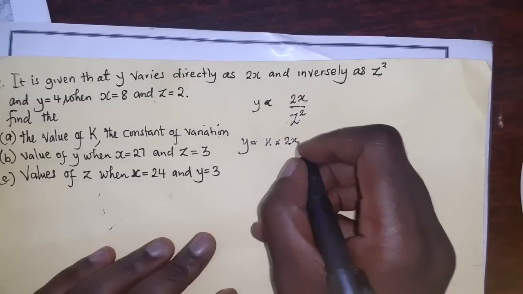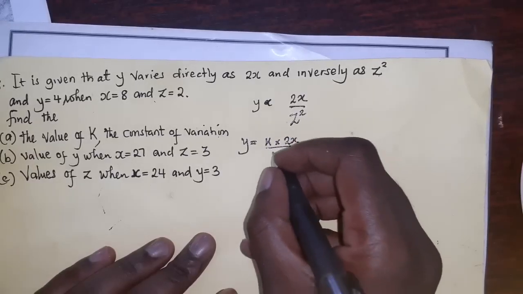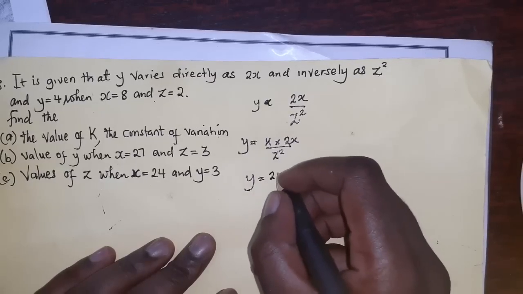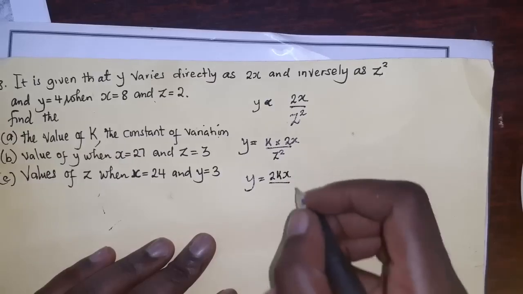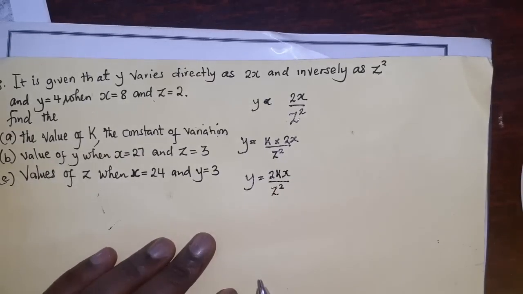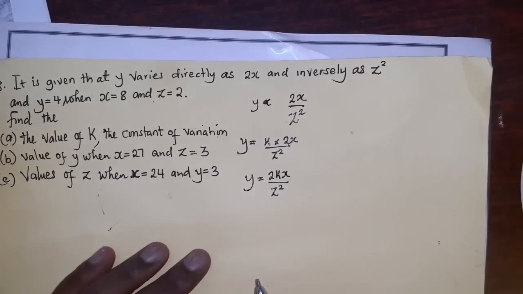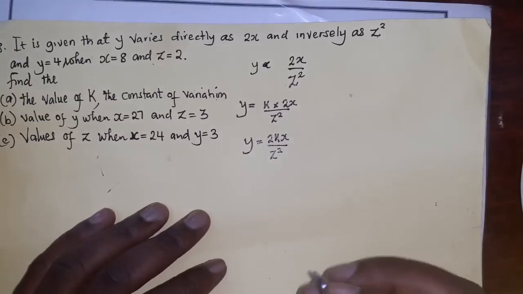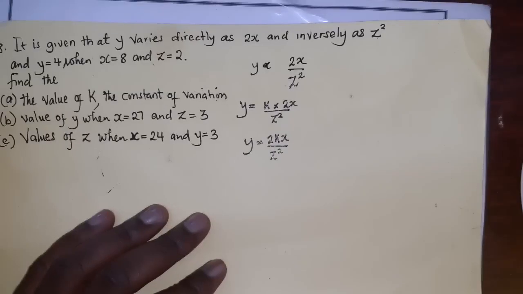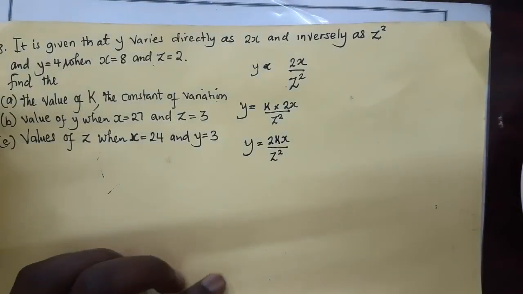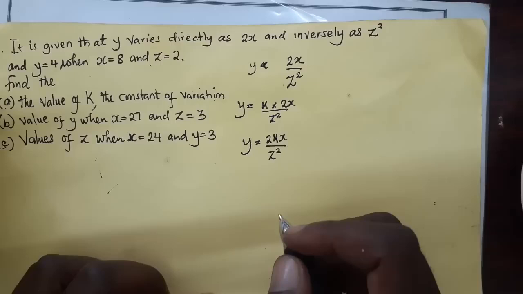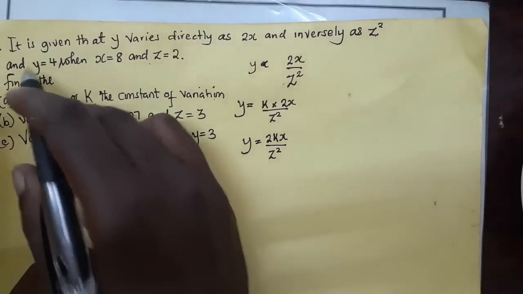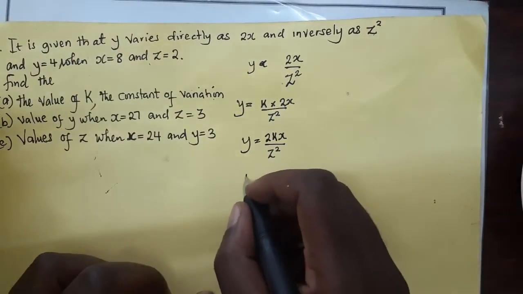In terms of an equation, we're going to write this as y equals k multiplied by 2x over z squared. So we're going to have 2kx over z squared. Now we have to find the value of k. Y has been given here that y is equals to 4.